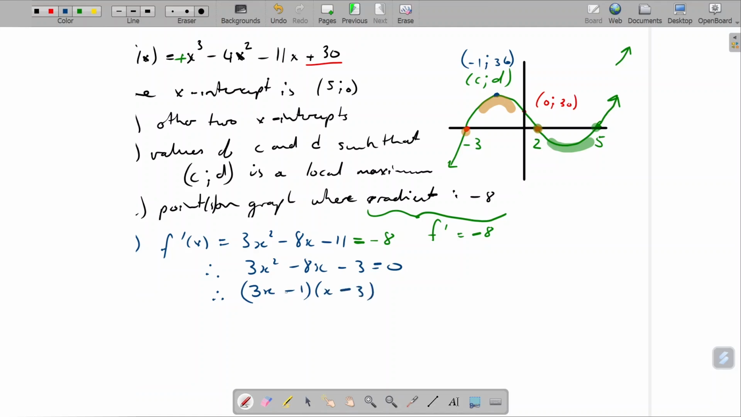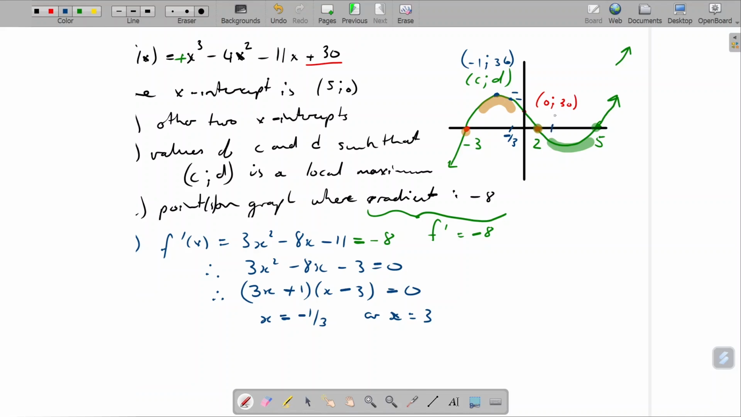No, it doesn't quite work. So I'm going to get plus 1 over here equals 0. And as a result, x equals -1/3, or x equals 3. Okay, so again, they've asked us for points on the graph. So they're saying over here at -1/3, this graph has got a gradient, a slope of -8. And we can see that this point on the graph is heading downhill. It's got a negative gradient.